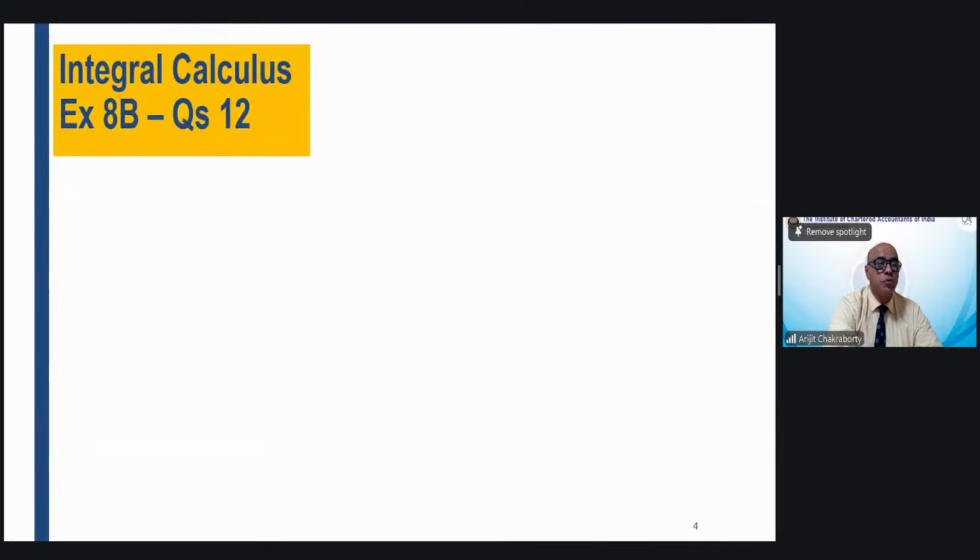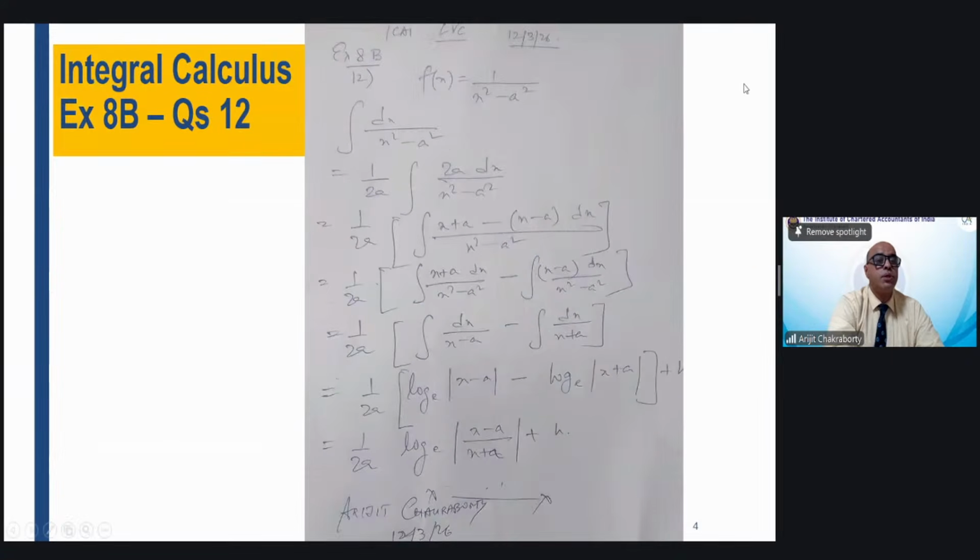Now we move to the next one, exercise 8B. There was a request for question number 12, right? So question number 12, if you see, this is an application of partial fraction. इस पे देखिए how we have solved it. You can see today's date. I was just scribbling and solving this question little while back. Exercise 8B, question number 12. So what we have to do is integrate dx divided by x square minus a square.